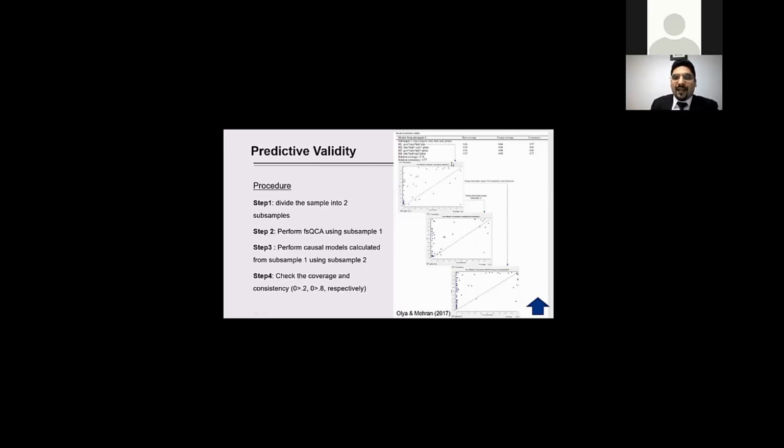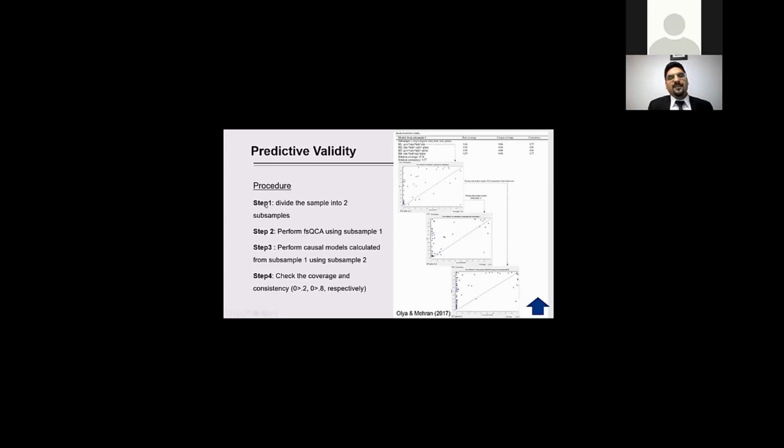This is an example that has an interesting story behind it. This is one of my publications, published in JBR in 2017. It has an interesting story that I'm going to share with our participants. First, let me explain the procedure, the four steps of predictive validity. Then I will go to the graph.